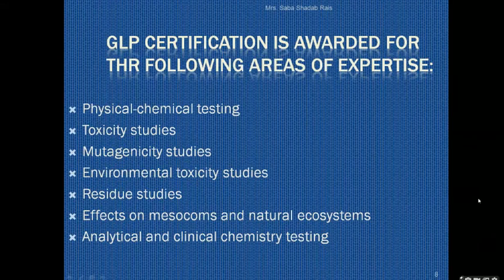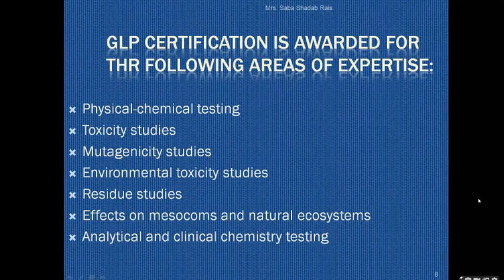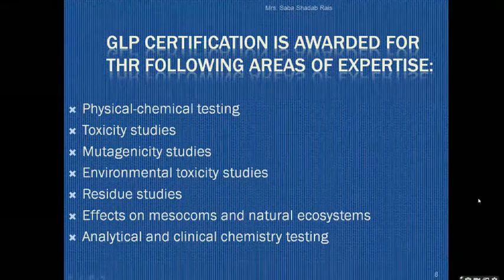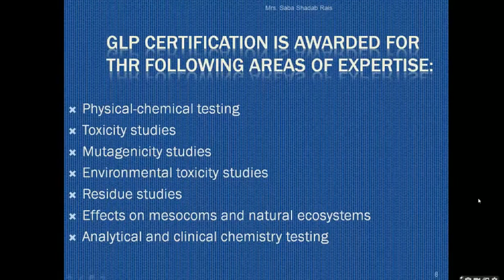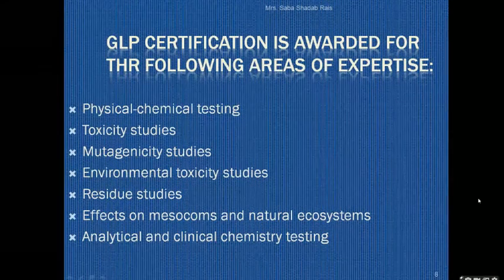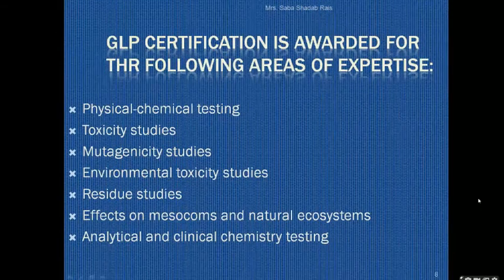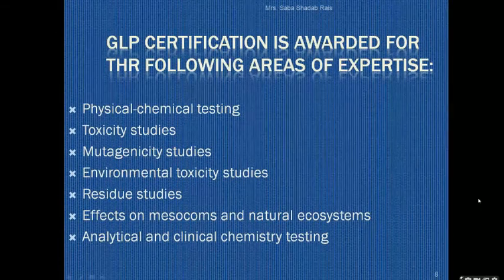So they check for bioaccumulation, that the chemical is not causing bioaccumulation or biomagnification type of effect. Biomagnification means it goes to the higher hierarchy. Then residue studies, whether it is producing a residual effect. Residues means the remains of. Then studies on the effect of mesocosms and the natural ecosystem, whether it is harming the natural ecosystem.